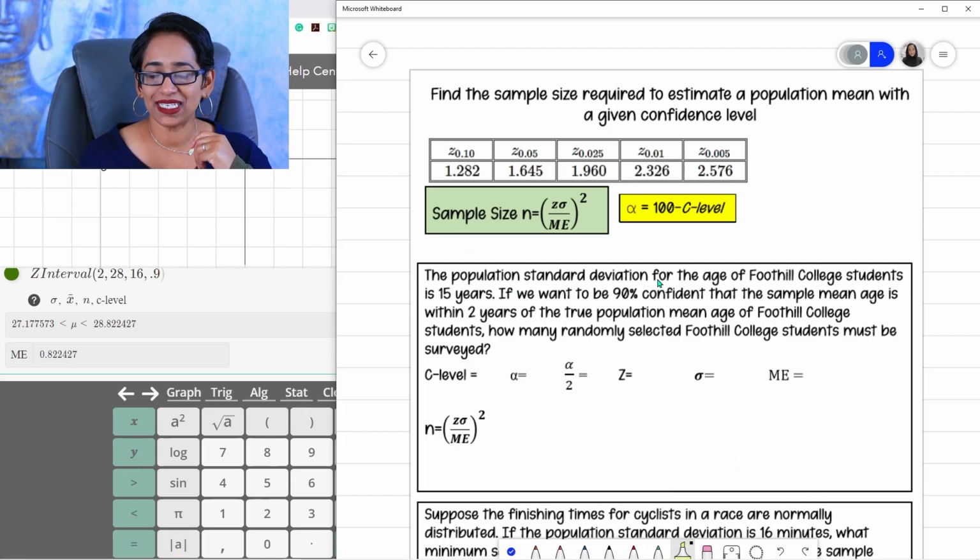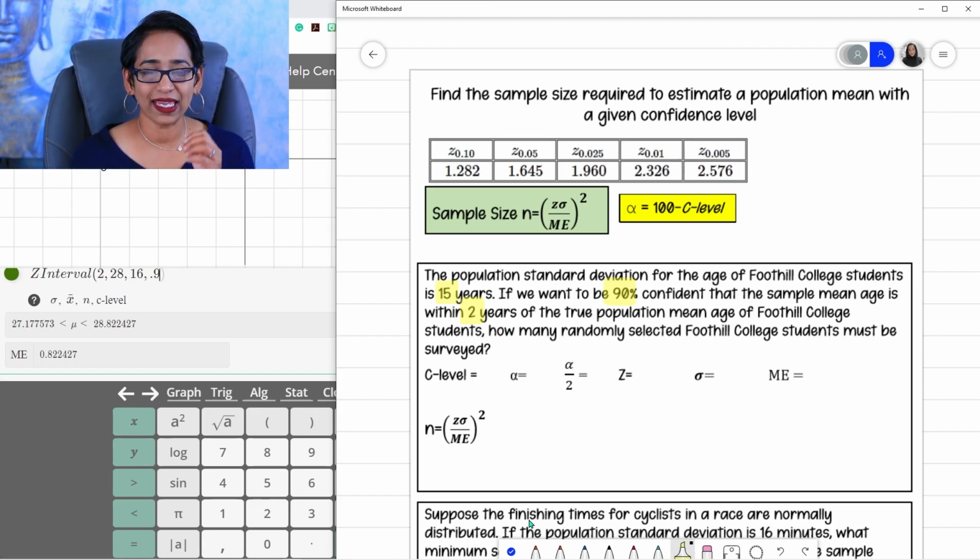The population standard deviation for the ages of Foothill College students is 15 years. Population standard deviation. So I have my population standard deviation. If we want to be 90% confident, I want to be 90% confident doing what? Let's see. That the sample mean age is within 2 years of the true population mean of Foothill College students. How many randomly selected Foothill College students must be surveyed?